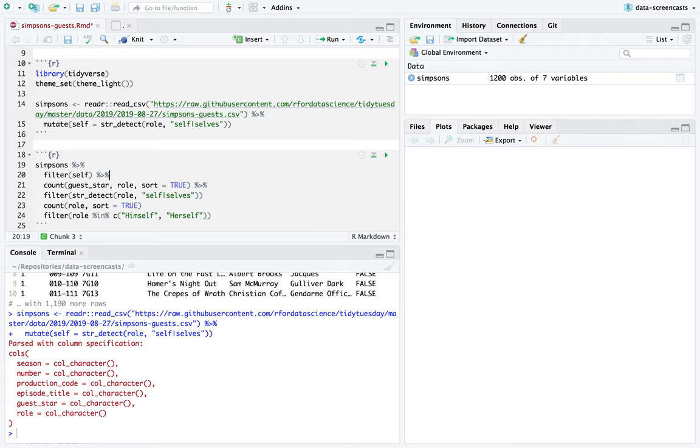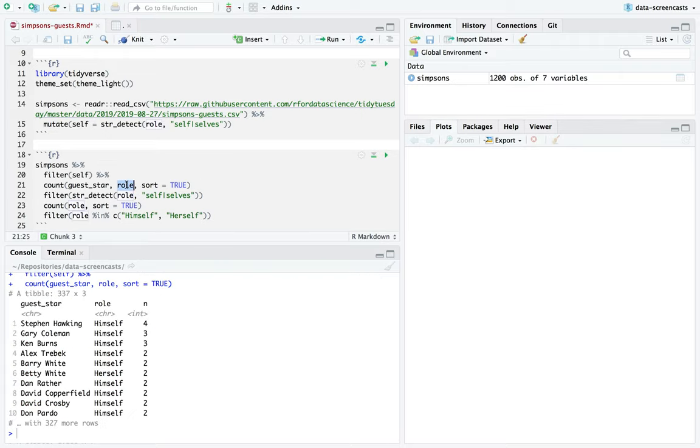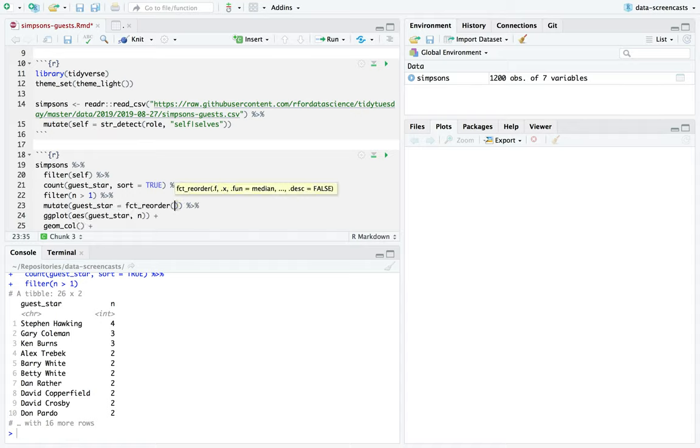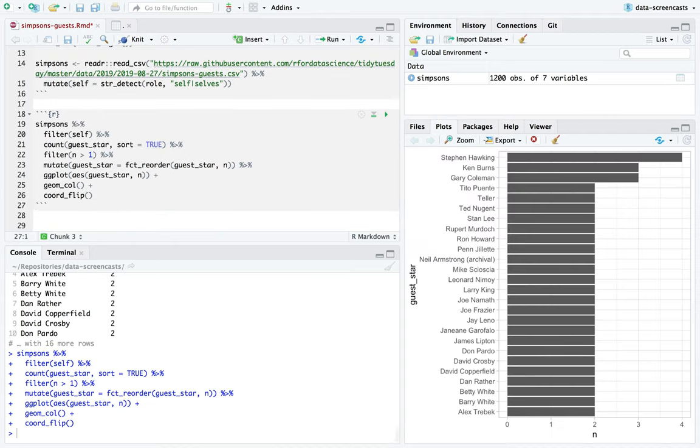And then I'll filter for self, I'll count by guest star, and say who plays themselves the most. Well, I'd want a filter n greater than 1, and say guest star, n, geom_col, coord_flip and throw it. I really need to create a snippet for this. I do this kind of graph a lot. That's a bar plot that is ordered, with guest star reordered by n.